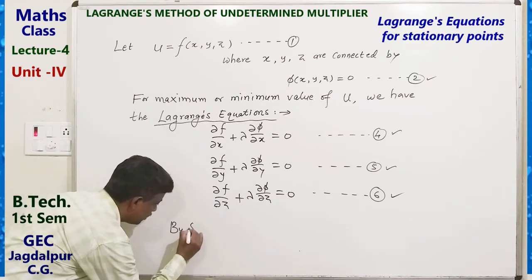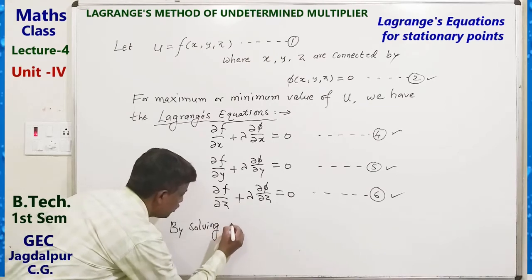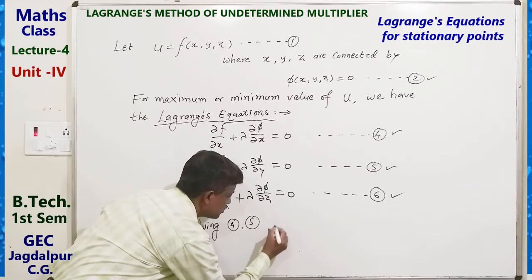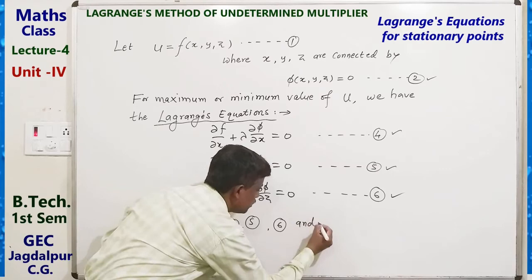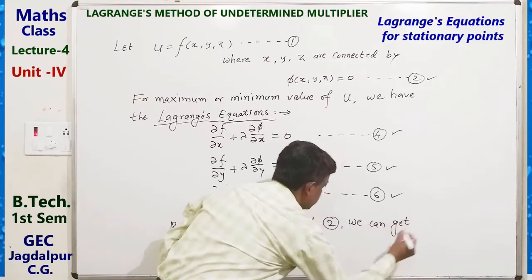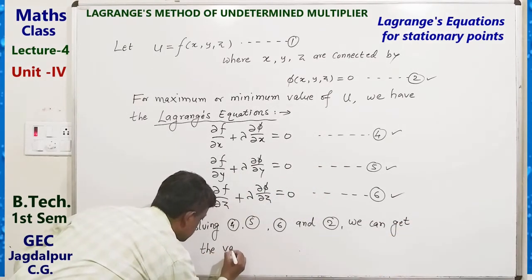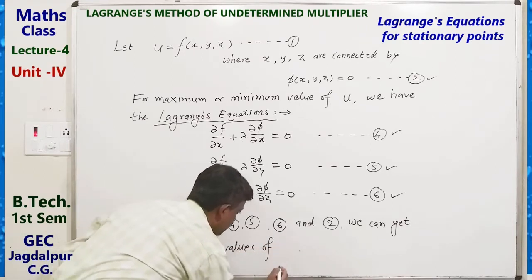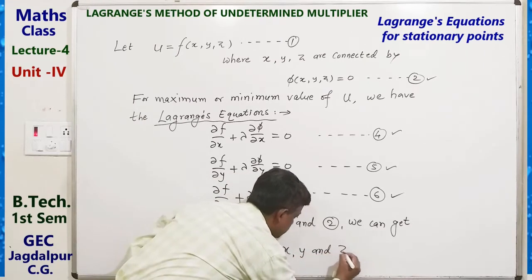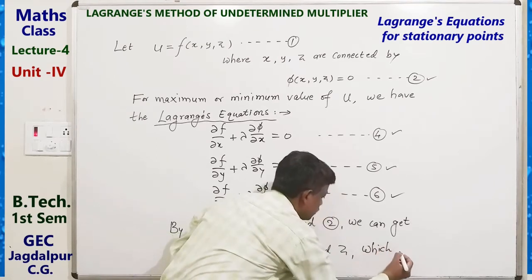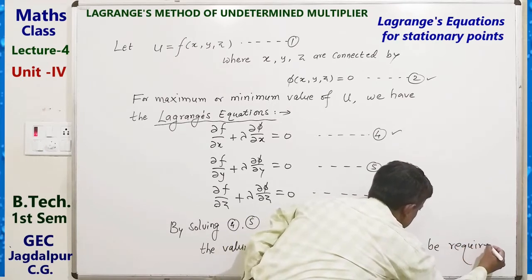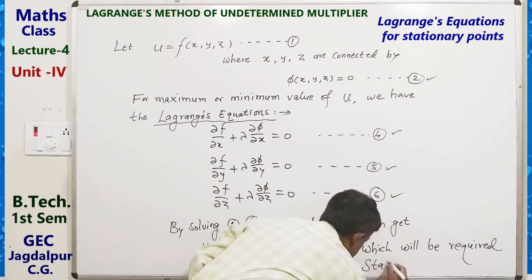by solving 4, 5, 6 and 2, we can get the values of x, y and z, which will be the required stationary points.